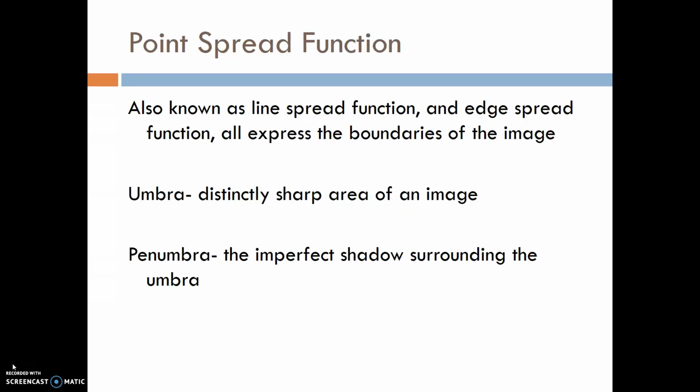Point spread function, also known as line spread function, and edge spread function all express the boundaries of the image. The umbra is the distinctly sharp area of the image. The penumbra is the imperfect shadow surrounding the umbra.